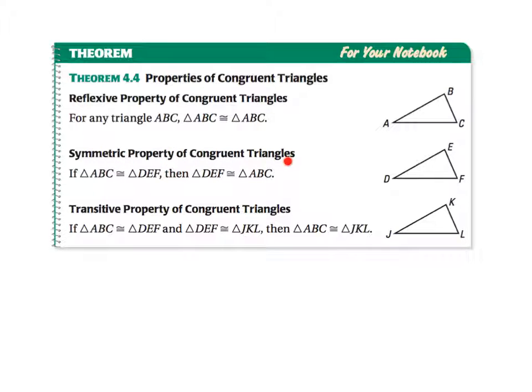Next, we have the symmetric property of congruent triangles. If we know that triangle ABC is congruent to triangle DEF, then I know, just flip that around, triangle DEF is congruent to triangle ABC. And lastly, we have the transitive property of congruent triangles. If triangle ABC is congruent to triangle DEF, and triangle DEF is congruent to triangle JKL, notice that triangle DEF is the linking part here, so that means that triangle ABC would be congruent to triangle JKL, which is stated in the hypothesis of that statement. So remember, RST 1, 2, 3, just like always.